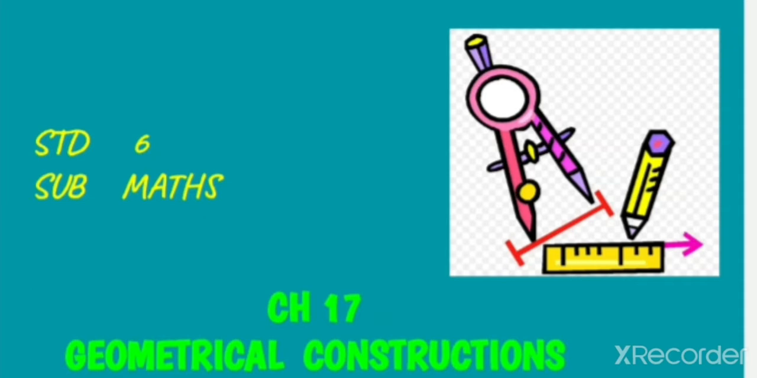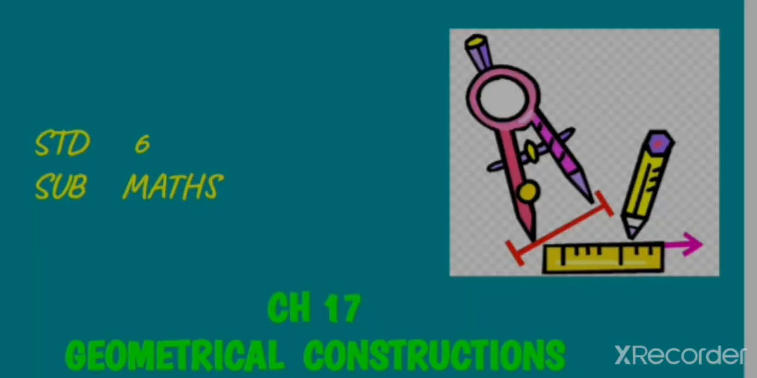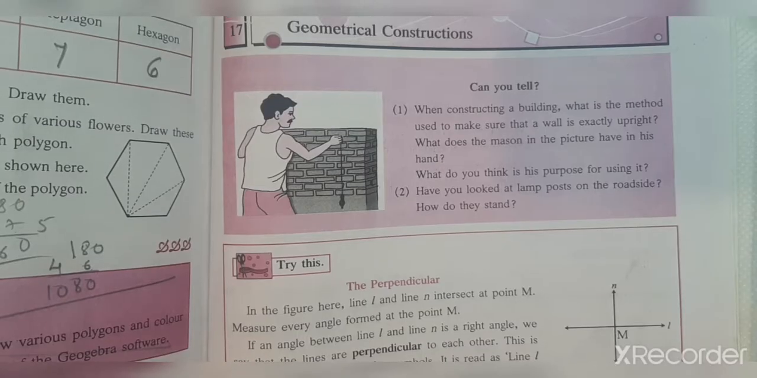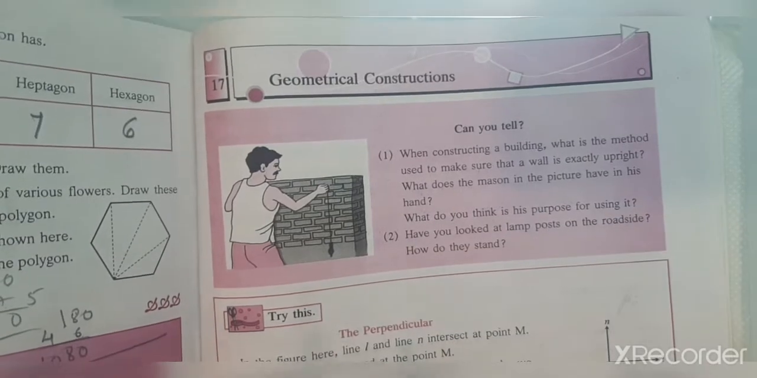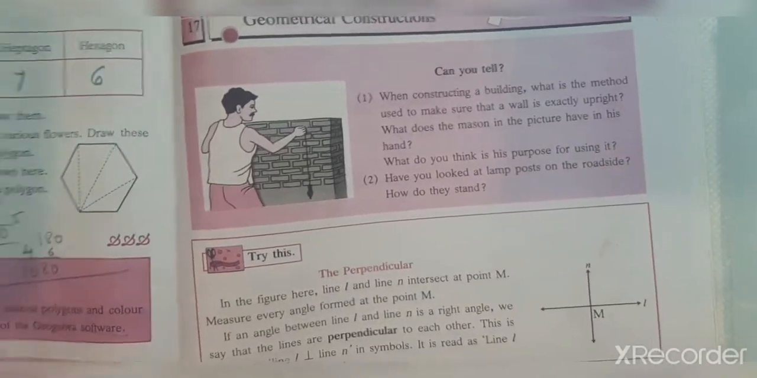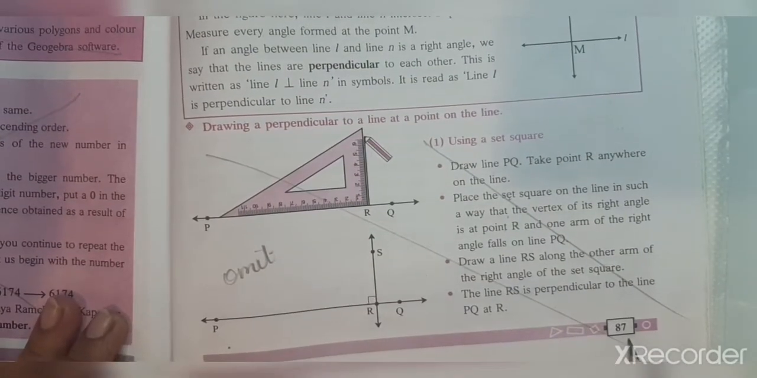Let's begin with chapter 17, Geometrical Constructions. Now before we start with this lesson, Geometric Construction, let us see which topics are omitted for this year. That is page number 87.